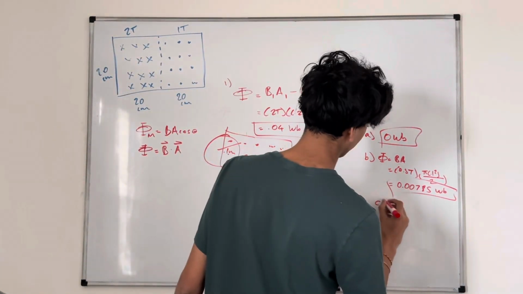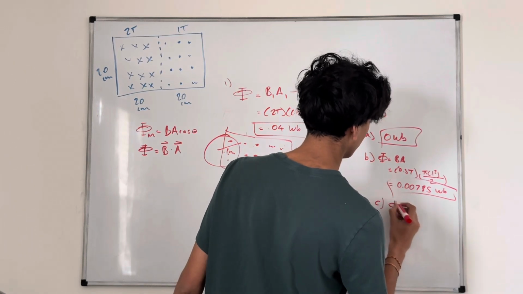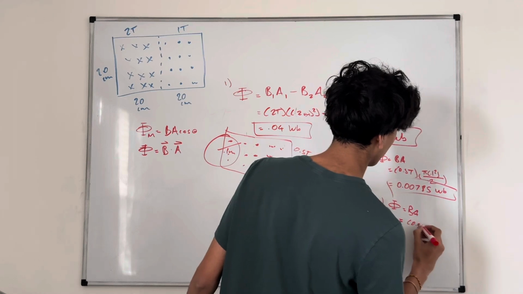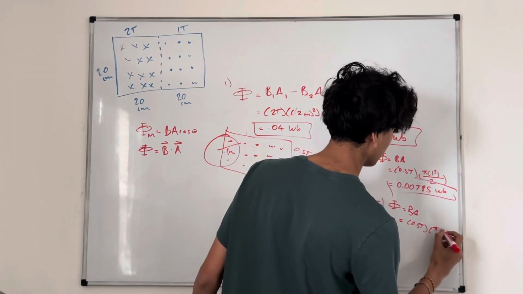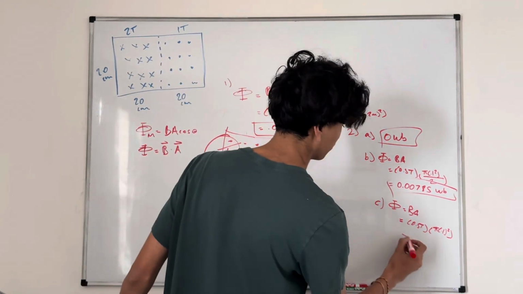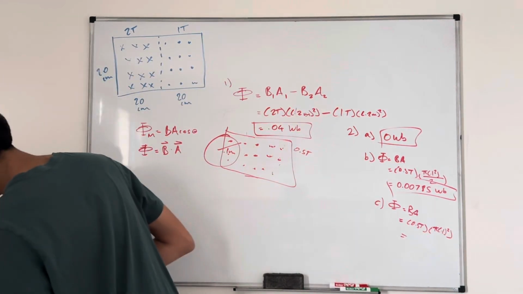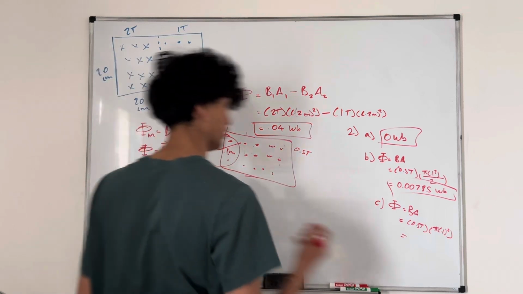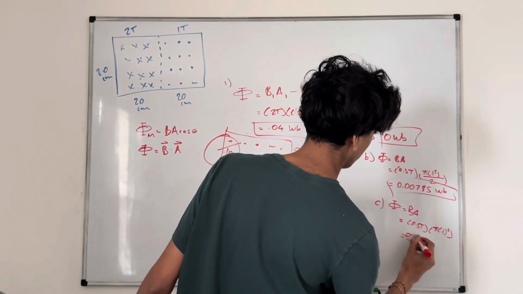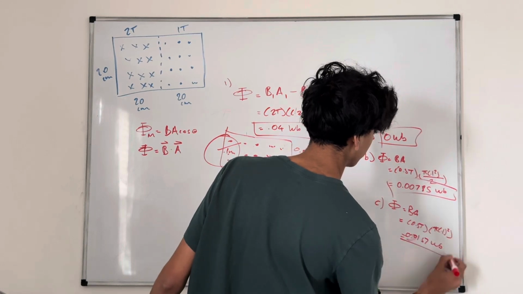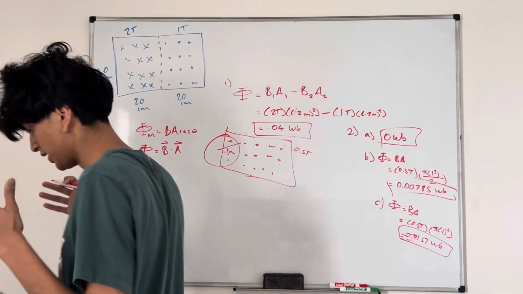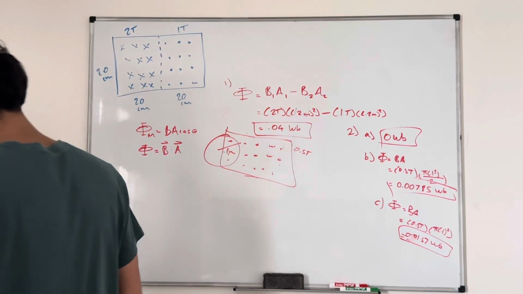And then when it's fully into the field, then you just do the full area. So flux is equal to BA. It's equal to 0.5 Tesla times pi 0.1 squared. So I'm just using pi r squared for the full circle. It's really just 2 times this, so it's going to be 0.0157 Webers.